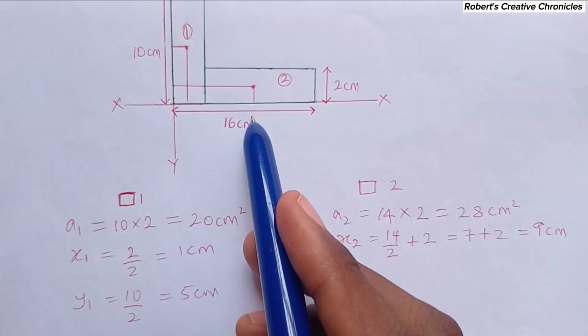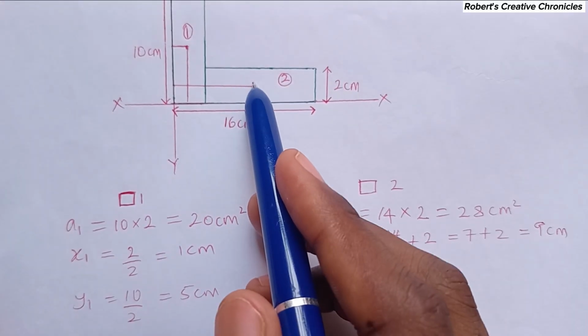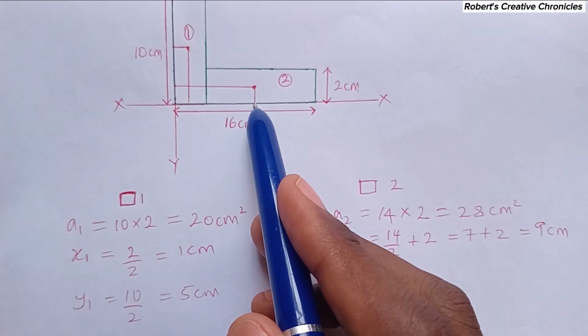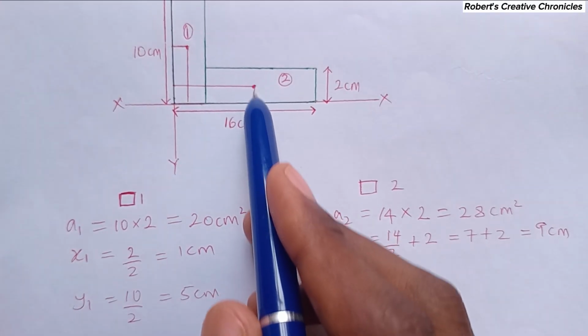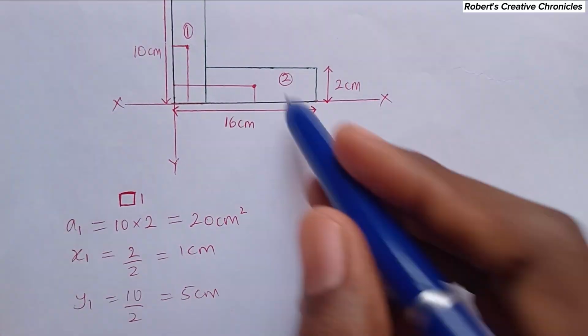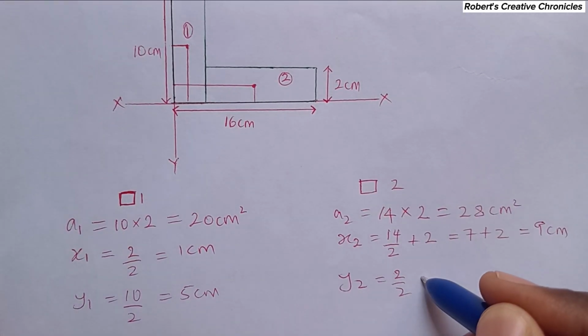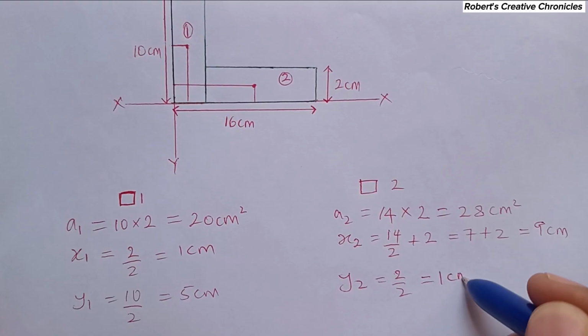Then y2 is what? Here, the distance of this centroid to this reference axis, which is on the y-axis, is y2. So y2 is half of 2, 2 over 2, which is 1 centimeter.